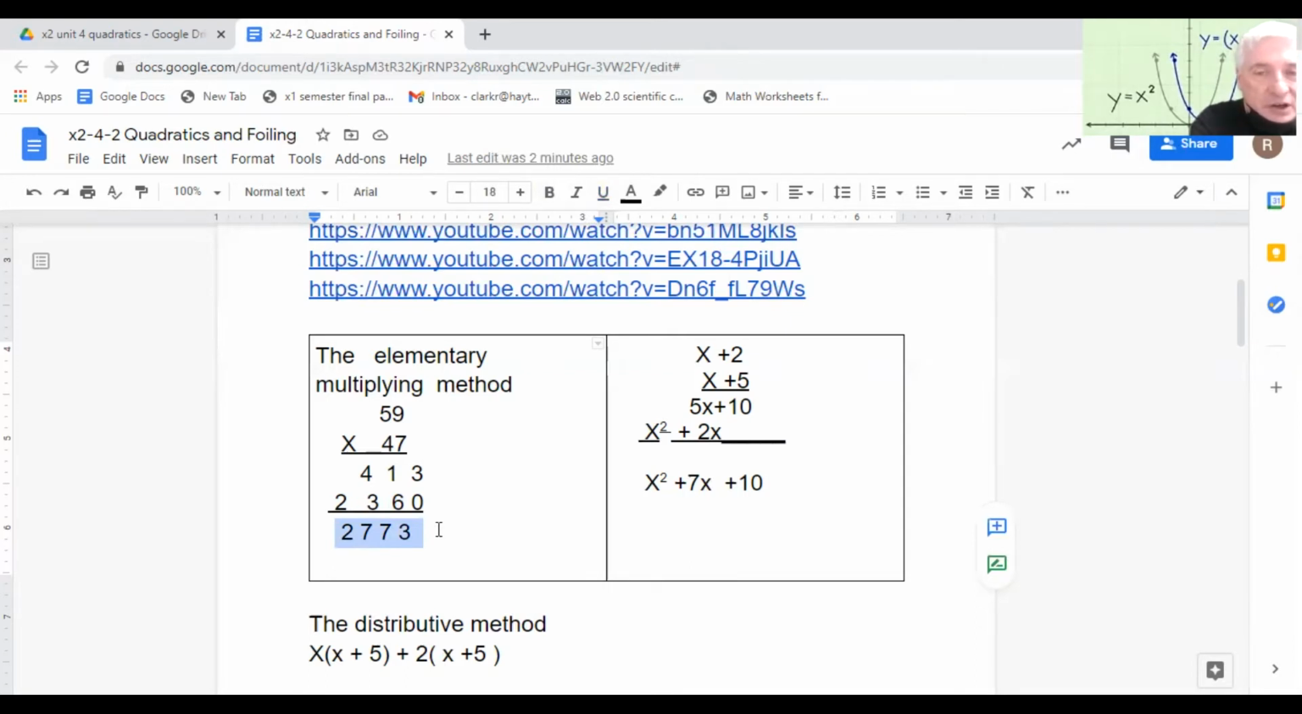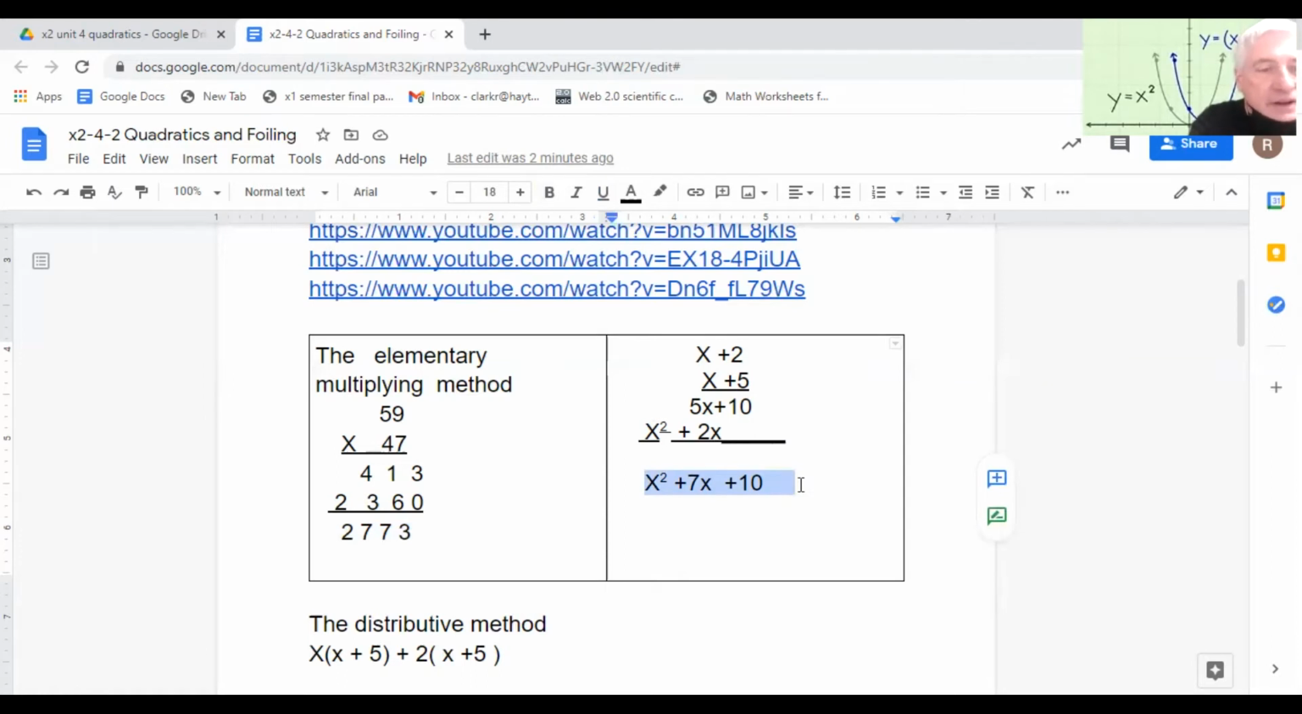It's a little clumsy, but let me show you what it looks like. It would be 5 times 2 is 10. 5 times x is 5x. We skip over a space because this is not the constant term. This is the x term. x times 2 goes 2x goes there. x times x, x squared, goes there. What do you get when you add it together? x squared plus 7x plus 10.